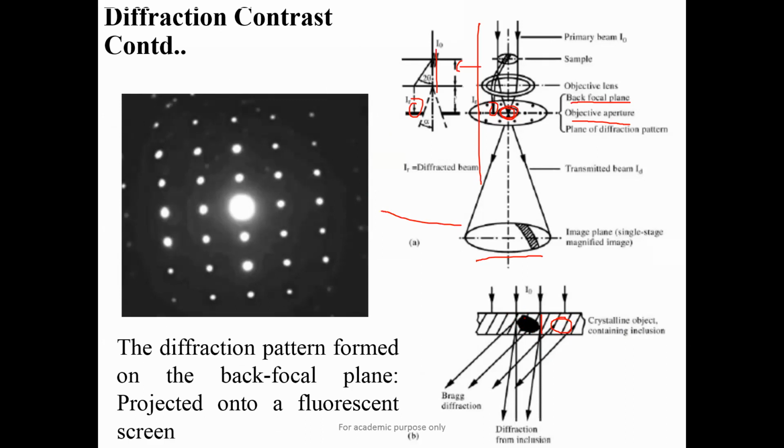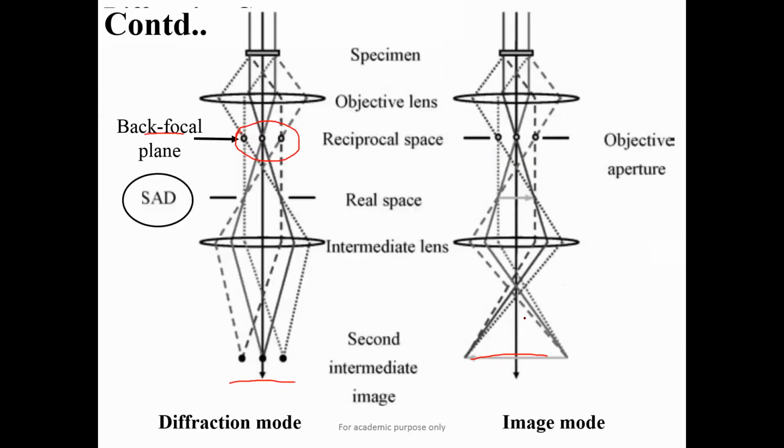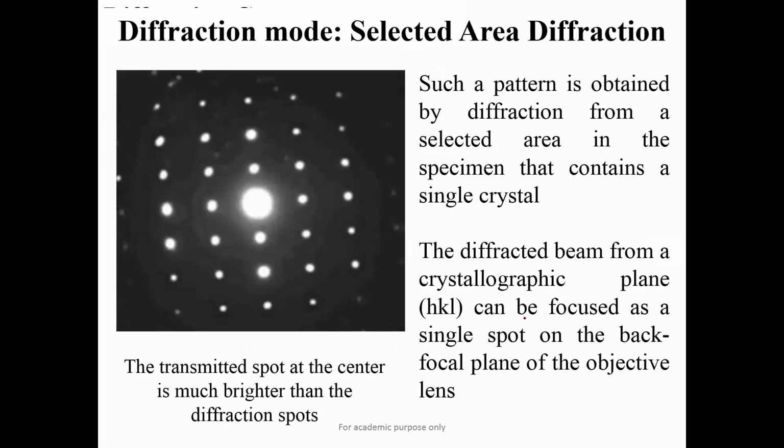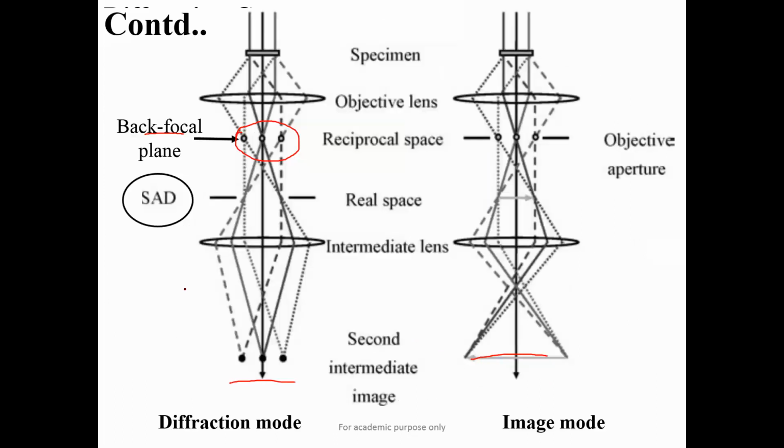Okay, so we need to select the area. That's why we call it selected area diffraction pattern. Now the diffracted beam from different planes can be focused in a single spot in the back focal plane, like here. So suppose you are having different planes over here or a group of planes. Each point over here will correspond to one set of planes. Let's say HKL 100, this can be 011, this can be 111.